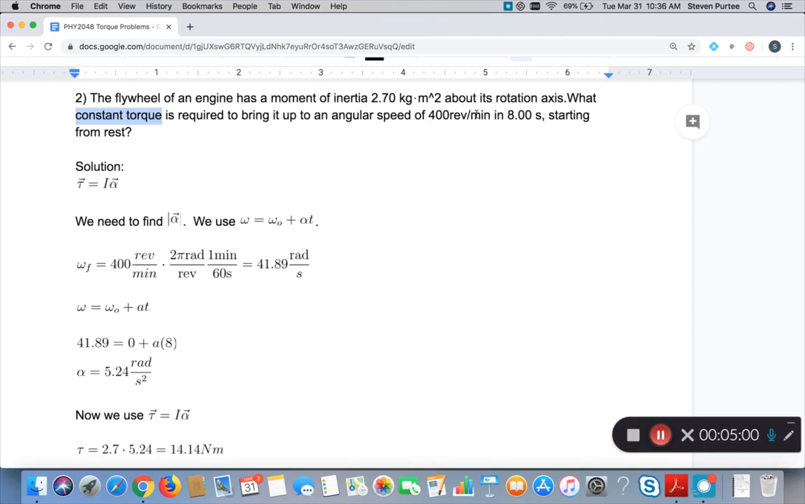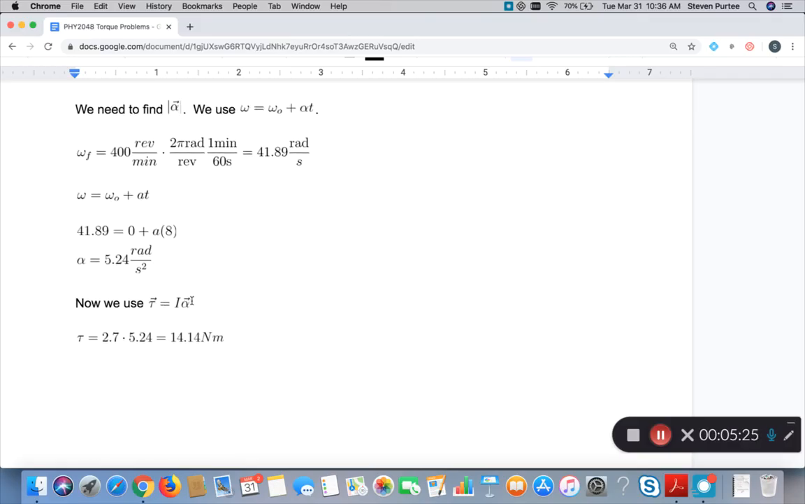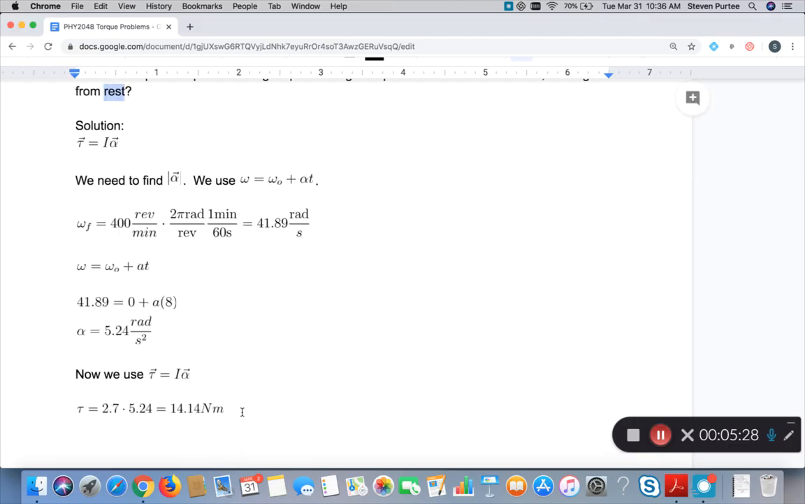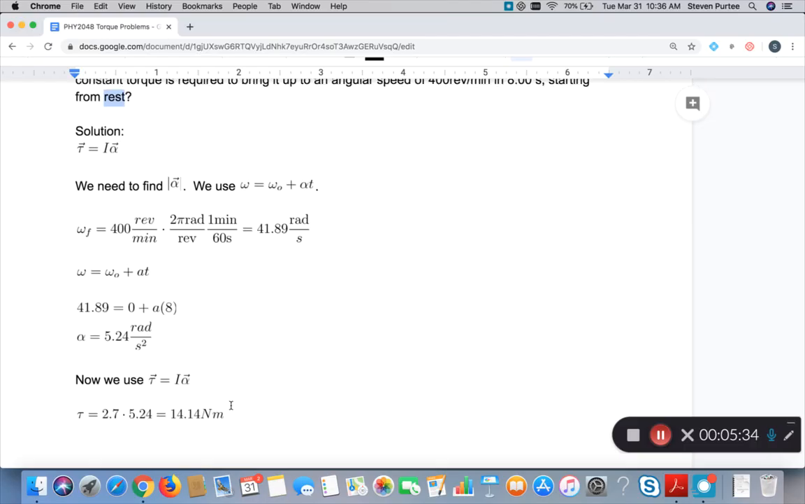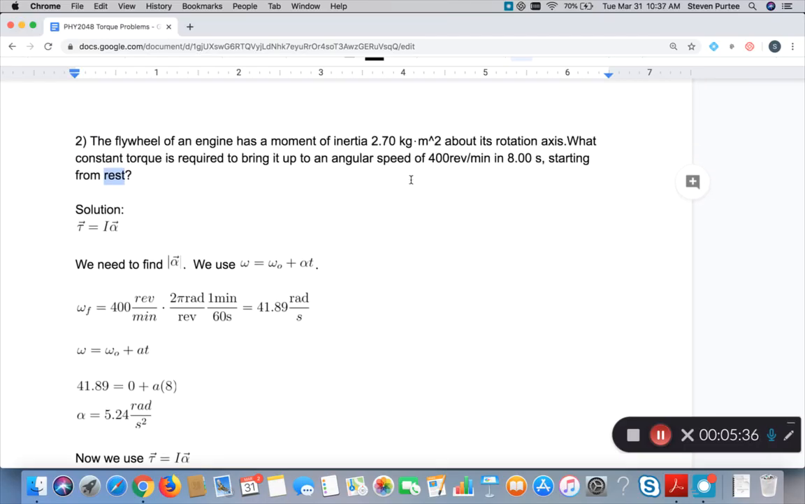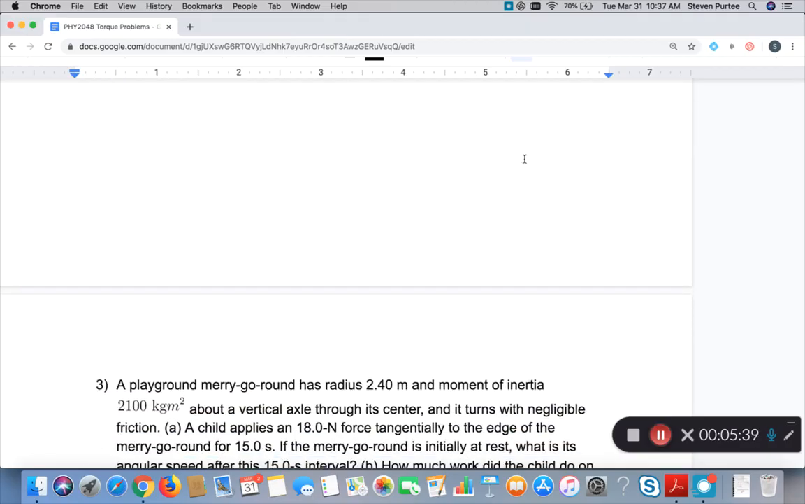First, we have to convert that final angular velocity into radians per second. That's just dimensional analysis there. Now we have our final. Our initial was 0. We started from rest. We have our time. We get an angular acceleration of 5 radians per second squared. Then we use torque equals I alpha. They gave us I. We now have alpha. It would require 14.14 Newton meters to make this thing accelerate to that speed in that time.